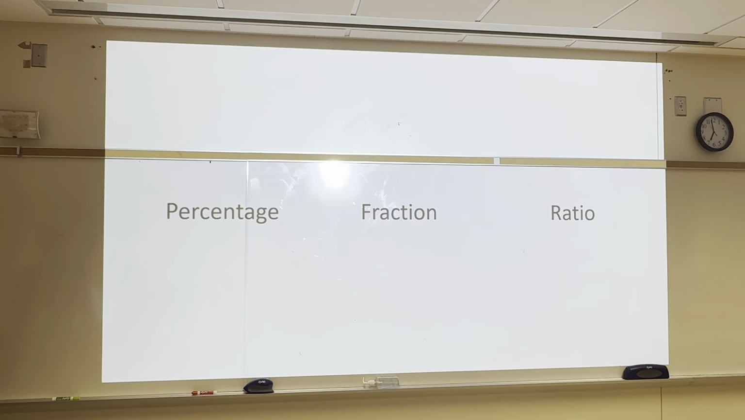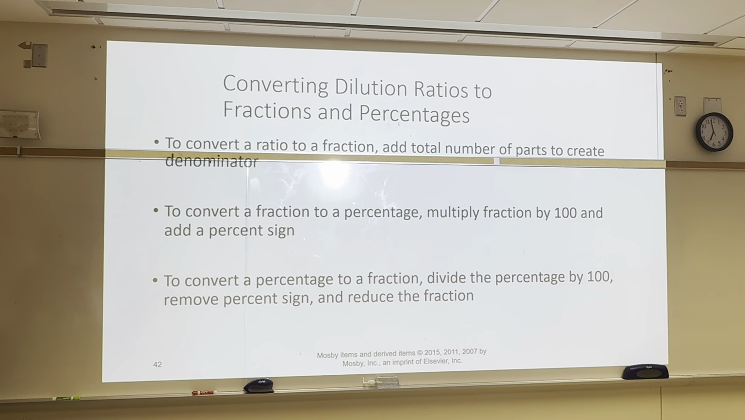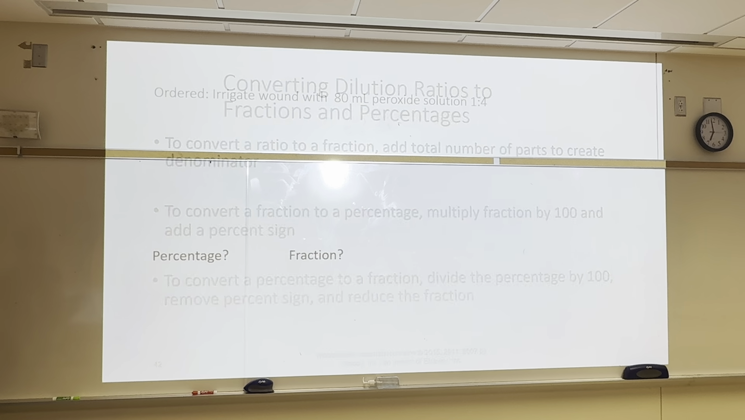So percentage, fraction, and ratio. To convert a ratio to a fraction, add the total number of parts to create a denominator. To convert a fraction to percentage, multiply the fraction by 100 and add a percent sign. And to convert a percentage to a fraction, divide the percentage by 100, remove the percent sign, and reduce the fraction. That's a lot of mumbo jumbo, okay?